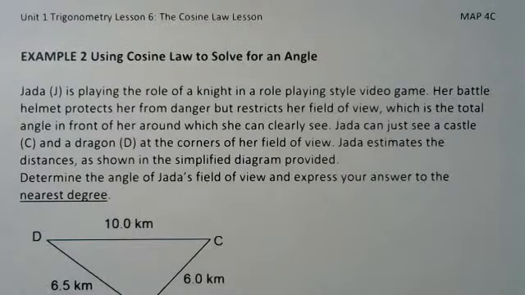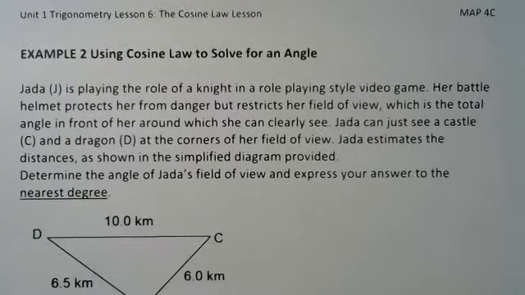So this is the second example for using cosine law. Cosine law, you can also use it to find an angle in a triangle. So far all we've done is find a side length.